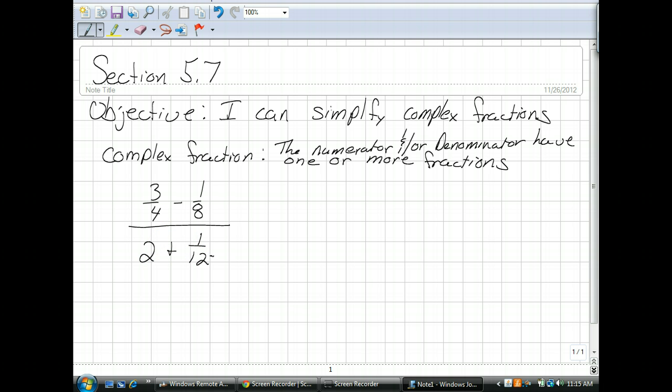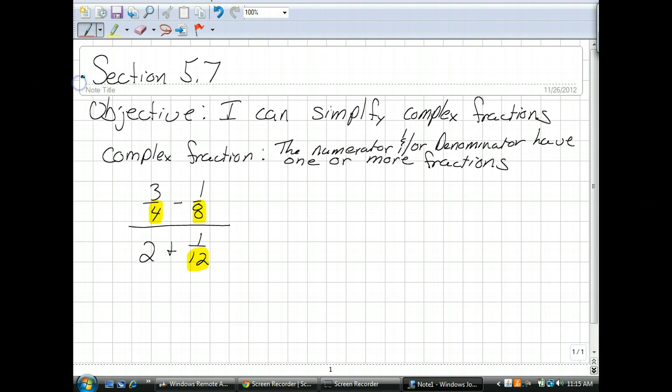This would be considered a complex fraction because notice that the numerator has two fractions in it and the denominator has one fraction in it, right? And so the goal here is to clear out the fractions. So what we do is we look at the denominator of each fraction and we determine what would be the least common multiple of those denominators. So 4, 8, and 12, the least common multiple is 24.